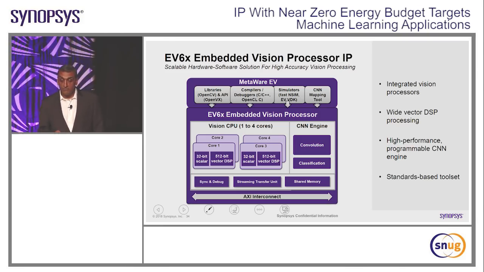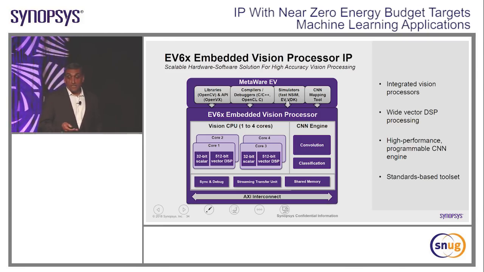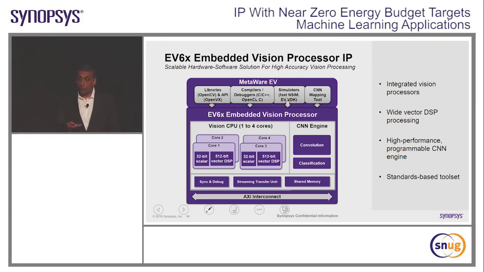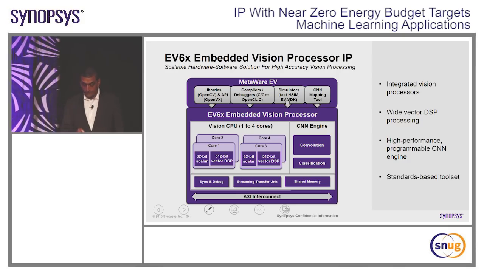The CNN engine is scalable up to 4.5 Tmax per second performance, and it supports all the latest CNN graphs like YOLO, GoogleNet, ResNet, SqueezeNet, etc. So it's a standard-based tool set. It's domain-specific. It does vision processing very efficiently.